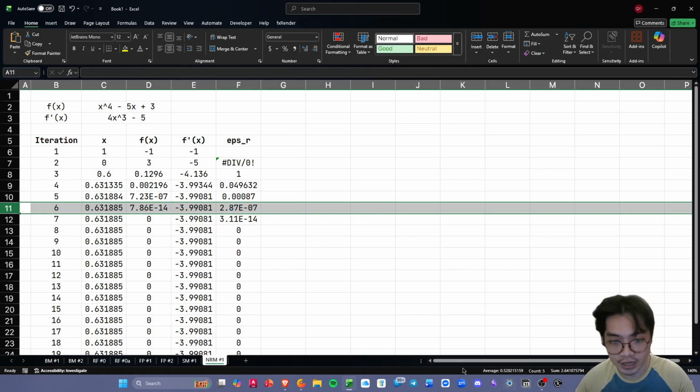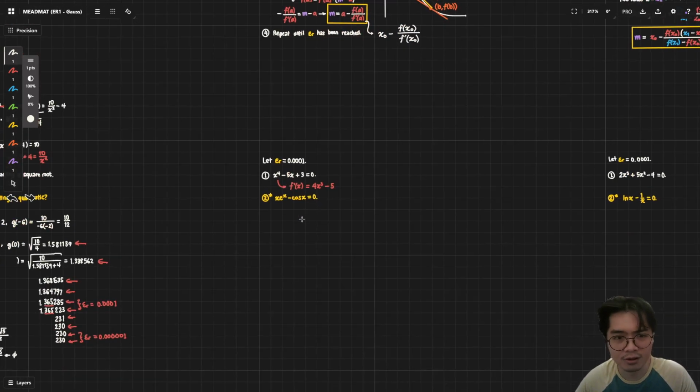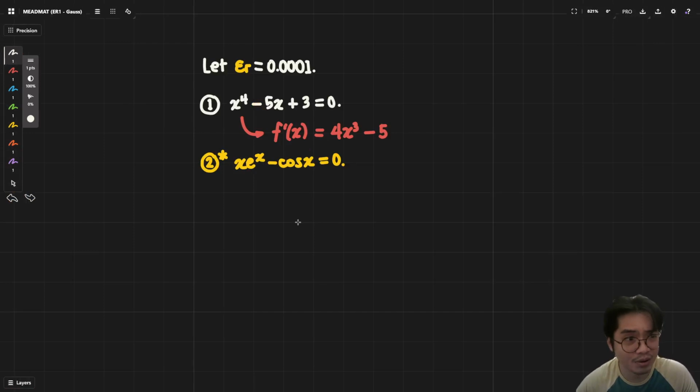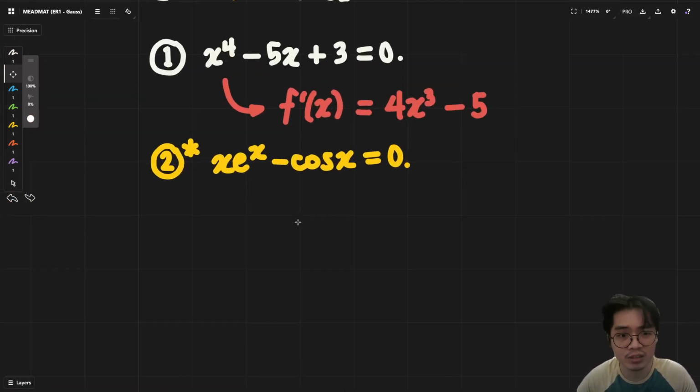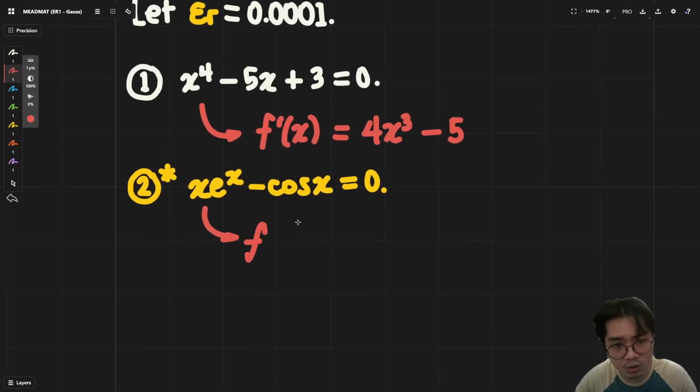Let's try another case. I desperately want this to be a little bit longer, but what can you do. In this case, we will now have transcendental functions: x e raised to x minus cosine of x.